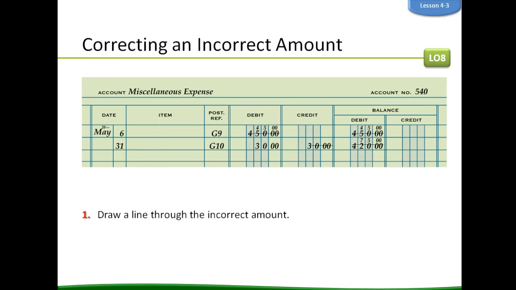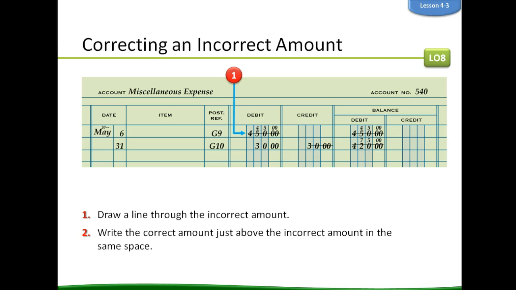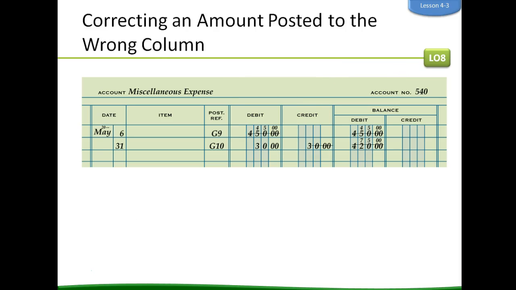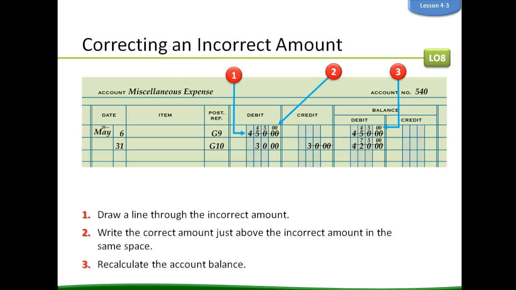We can see what happens if we do an incorrect amount. So we posted $450 as a debit on May 6th, but the correct amount was actually $45. So we put the correction right above the little debit here, and then we carry that balance over. Then we also need to recalculate the corrected balance, which you can see right here. The new balance would be $75 instead of $420.